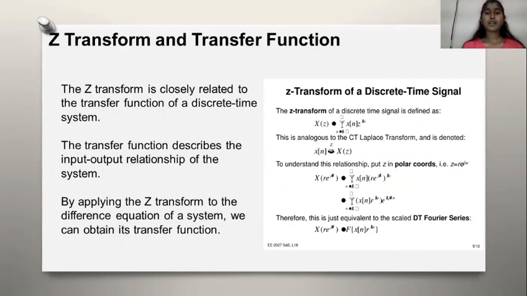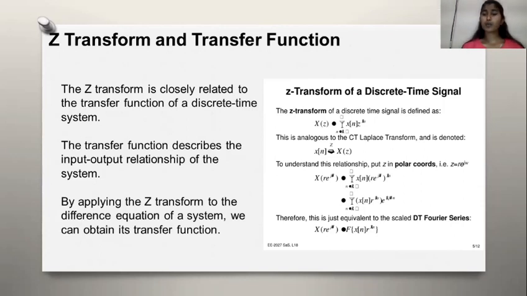Now, the Z transform and the transfer function. The Z transform is closely related to the transfer function of a discrete time system. The transfer function describes the input and output relationship of the respective system. By applying the Z transform to the difference equation of a system, we can obtain its transfer function.